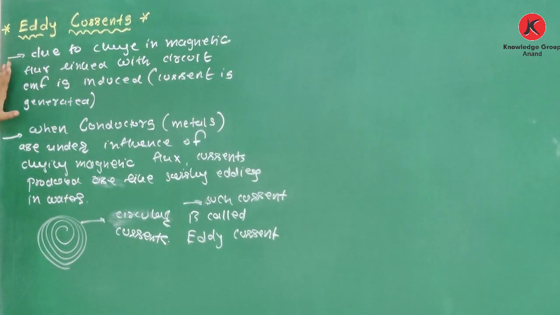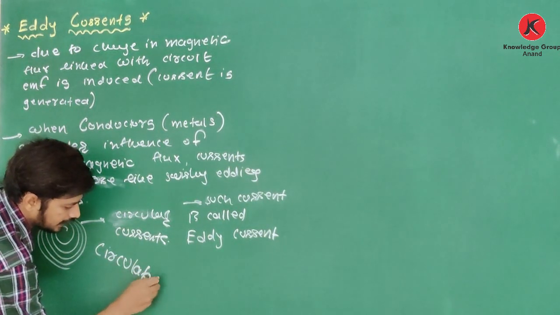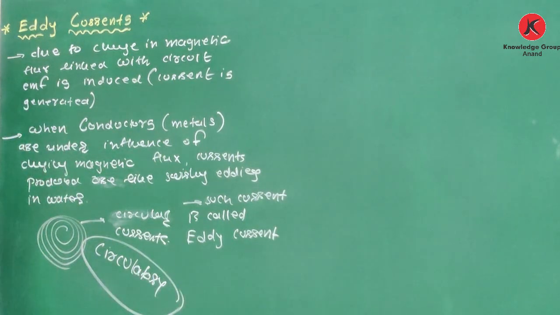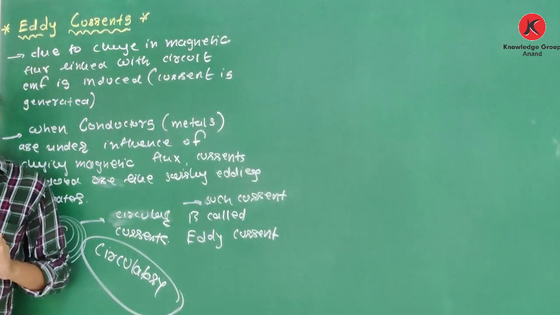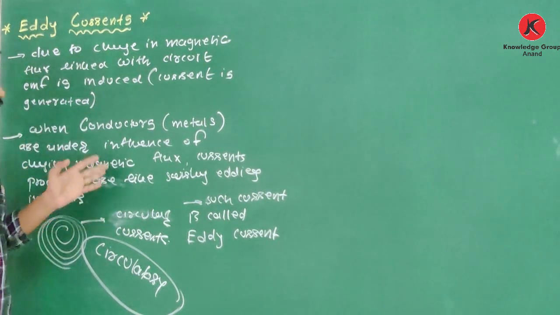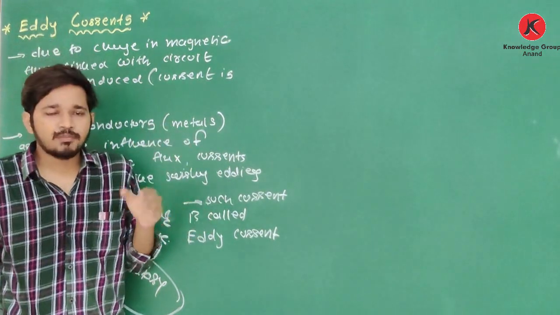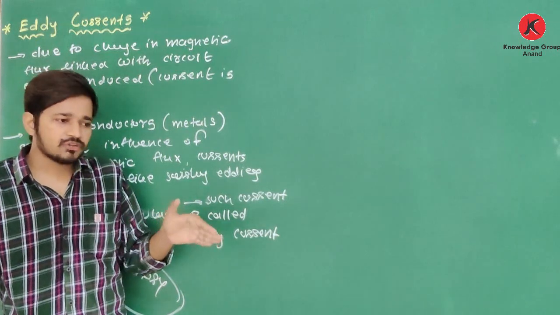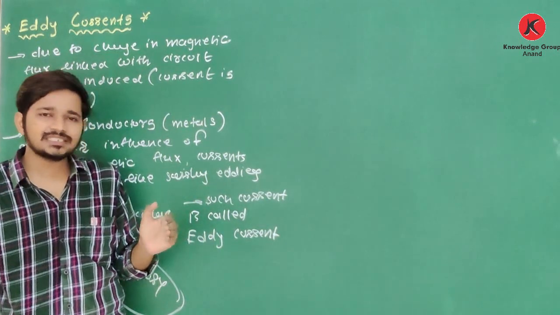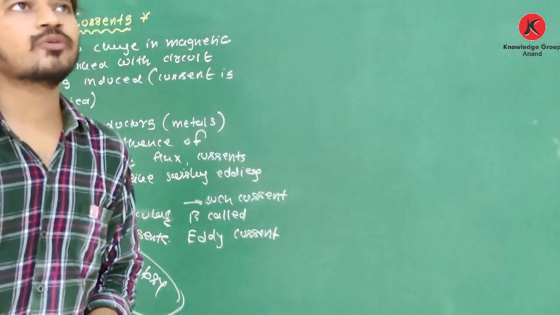So this eddy current is nothing but the same concept. Due to change in magnetic flux, current is induced, but these currents are circulatory in nature. That's why they are called eddy currents. Clear about this? Now, does an eddy current producing conductor have advantages or disadvantages? Yes, both. First of all, we will discuss the disadvantages.